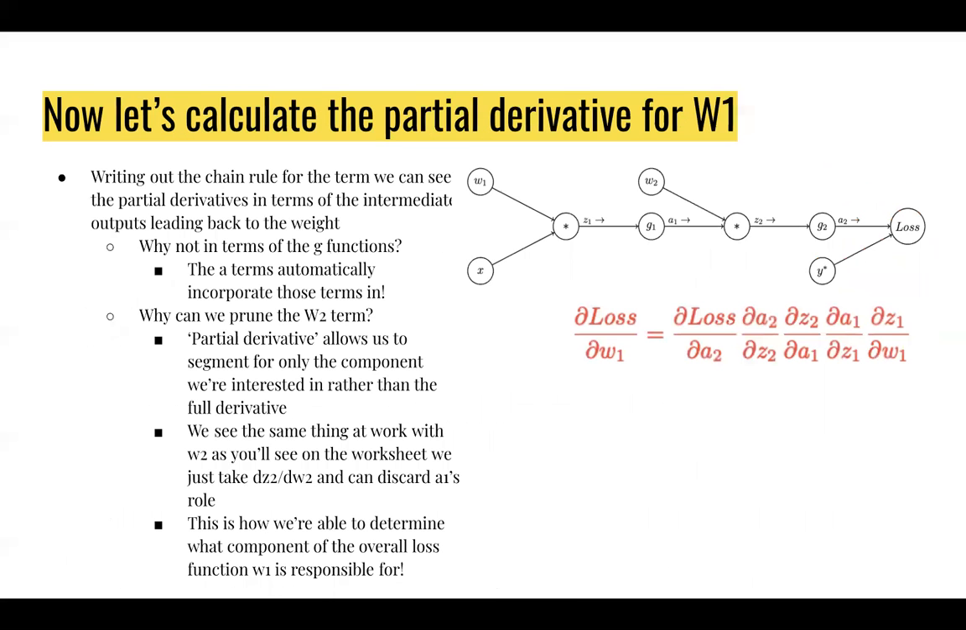I don't necessarily want to work through this, but you can see here your overall loss function in terms of weight 1. If we want to solve for this, the partial derivative of the loss function in terms of weight 1 is the chain rule: the loss function in terms of A2, then the partial derivative of this A2 output in terms of Z2, this Z2 output in terms of A1, this A1 in terms of Z1, and then ultimately Z1 in terms of weight 1.